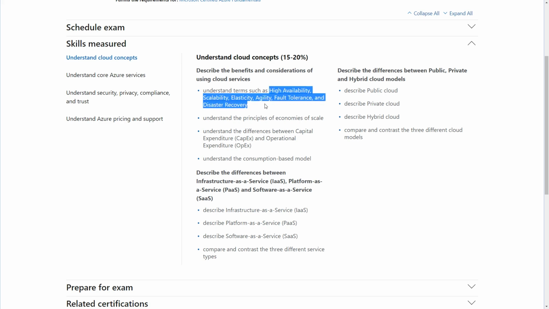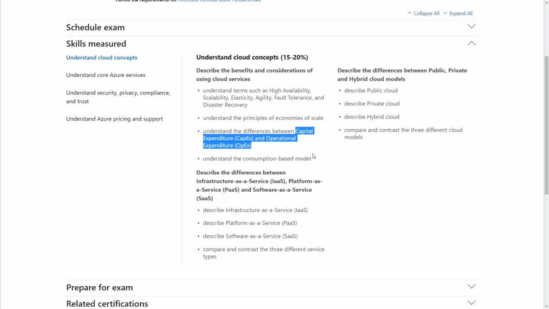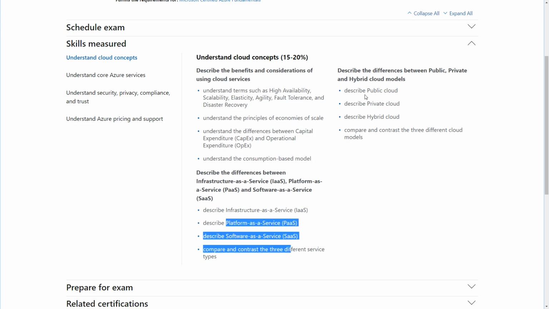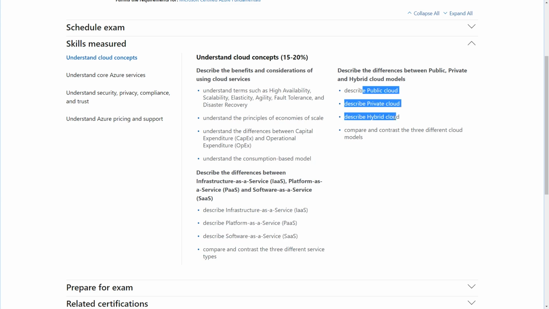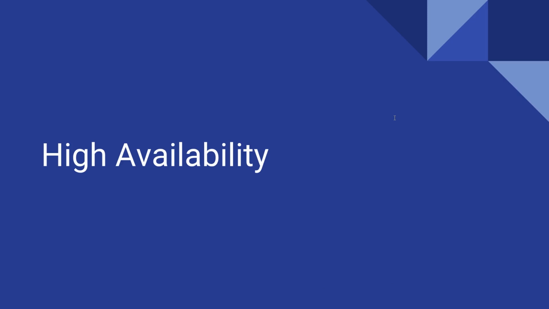You can see terms like availability, scalability, elasticity, economies of scale, CapEx and OpEx, consumption-based model, as well as terms like platform as a service and software as a service and public cloud and private cloud. So these are foundational terms and concepts that are not just specific to Azure, but are specific to all of the cloud vendors. These are the basic ideas. The first one we're going to talk about is the concept of high availability.